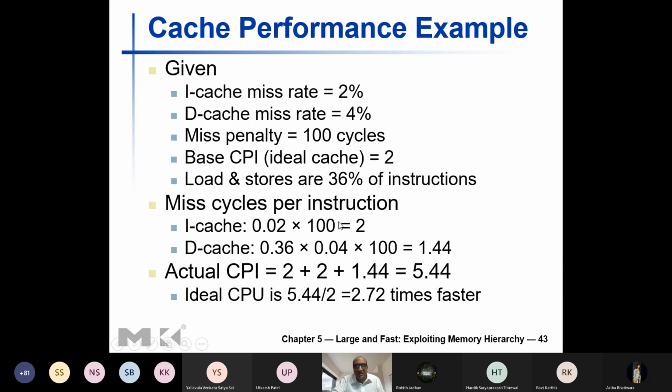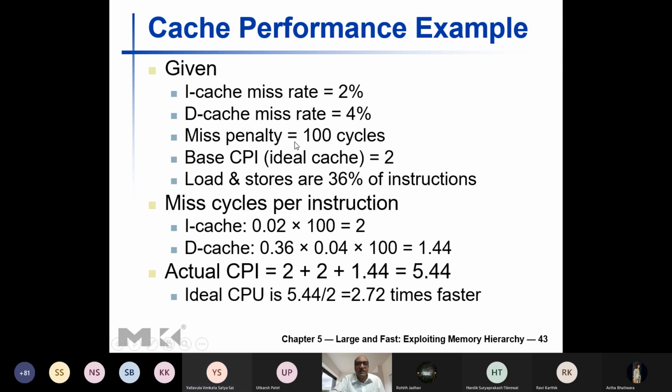Now look at this numeric example, very simple. Suppose your system consists of two caches, an instruction cache and a data cache, and the miss rates are 2% and 4%. Whether the miss is at the data cache or the instruction cache, the penalty is 100 cycles. That means to fetch the desired data from main memory to cache, it requires 100 cycles. And the basic CPI equals 2.